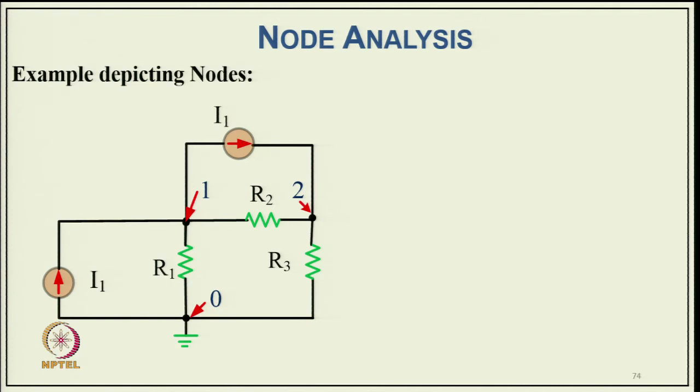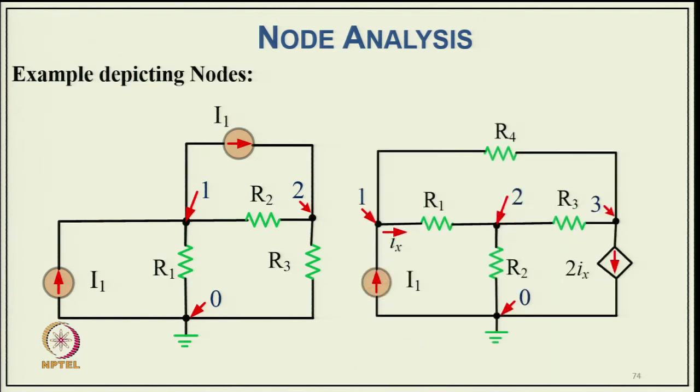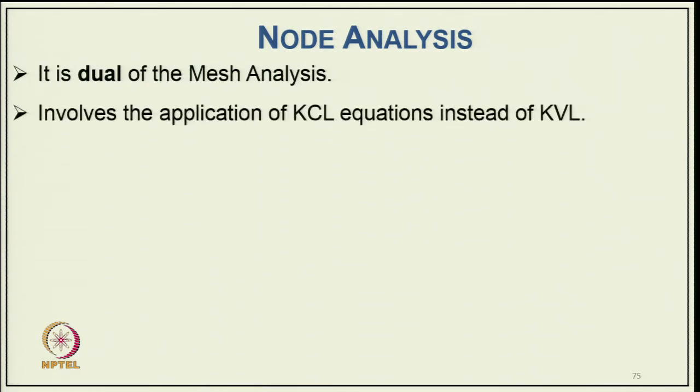The examples here depict the nodes as we show here. Typically in the circuit shown here, with the different nodes, you have nodes 1 to 0. So 0 is your reference node or bottom node, and here it is 1 and 2 in the previous circuit, and the second circuit has 3 nodes, 1, 2, 3. So you have 4 nodes where 1, 2, and 3 are the non-reference nodes. It is the dual of mesh analysis, involving the application of KCL, Kirchhoff's current law, instead of KVL.